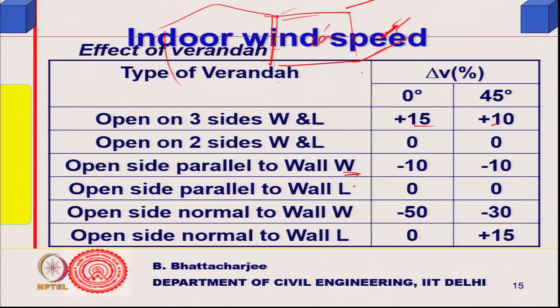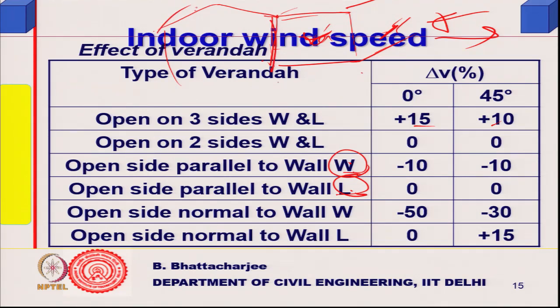Open side parallel to the wall, open side parallel to the wall in the windward direction, and that is in the leeward direction. Supposing wind direction is like this, this is the case, and in another case wind direction is like this, this is the correction. Open side normal to the wall, that is, these are the sides which are normal to the wall.